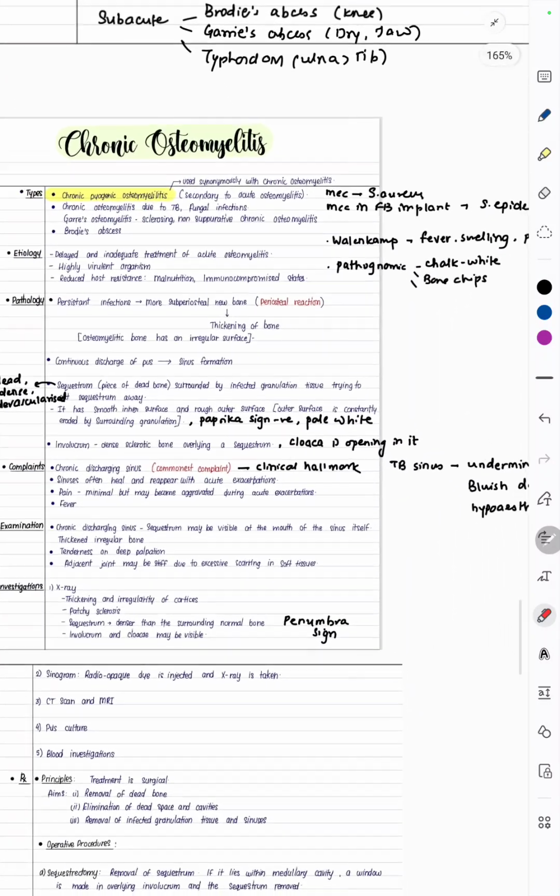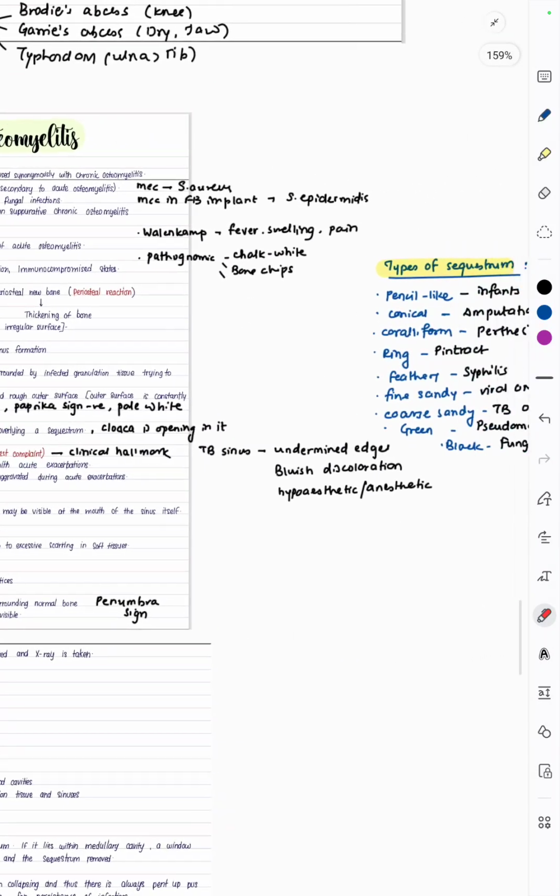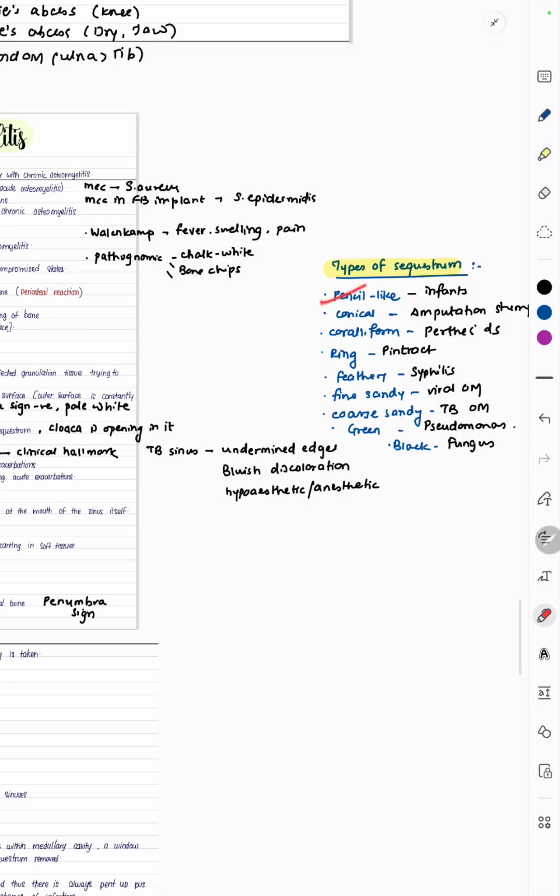Now when you talk about this sequestrum, there are different types of sequestrum. The pencil-like sequestrum is found in infants, conical sequestrum in amputation stump, coralliform in Perthes disease, ring in pin tract, then feathery in syphilis, fine sandy in viral osteomyelitis, coarse sandy in TB osteomyelitis, green in pseudomonas, and black in fungus. Now if you talk about the sinuses, then the TB sinus has bluish discolored undermined edges, and hypoesthetic or anesthetic walls are present.